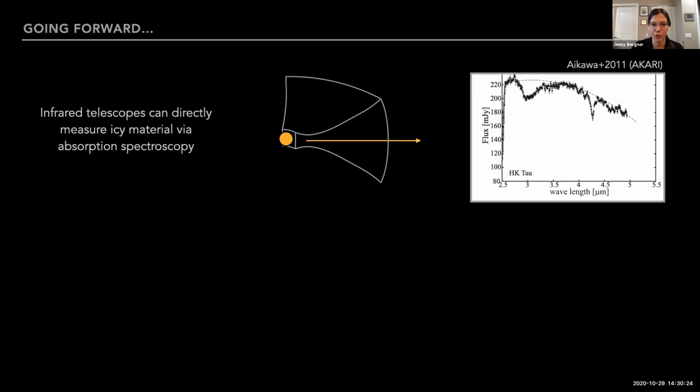So going forward, there's a lot of really exciting directions that I think are going to be on the horizon. But what I'm most excited about is the ability to actually measure ices in these protoplanetary disks. So we can do this with infrared telescopes, again, using this sort of line of sight absorption spectroscopy. And this was done already by a number of space-based instruments in the past. So here we're showing an absorption spectrum, and you can see this water and CO2 and CO feature. But these sort of previous generation instruments were pretty low signal to noise and much lower spatial and spectral resolution.